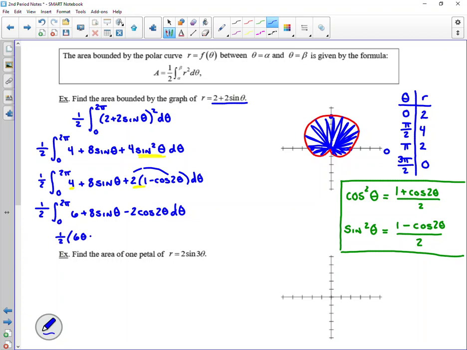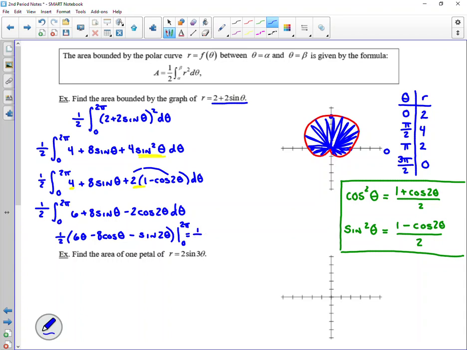6 theta minus 8 cosine theta minus sine theta, sine 2 theta, from 0 to 2 pi. We gotta plug in both, because remember, sometimes cosine of 0 doesn't equal 0.